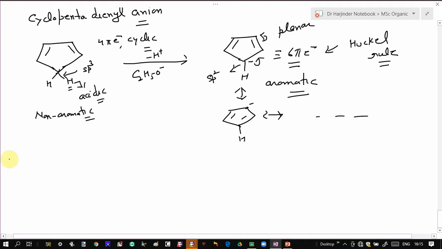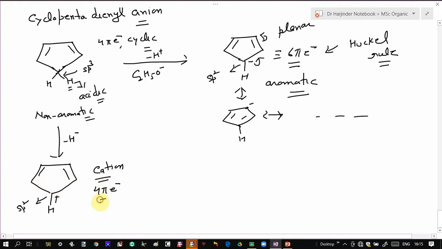Now, what about its cation? Suppose we remove this hydrogen as an H negative ion. In that case, you will get cyclopentadienyl cation. So in that case, the situation will be like this. You will have a positive charge over here. Now this cation, again it has a cyclic structure. This carbon is again sp2 hybridized. So it has a planar structure where delocalization of electrons can take place. But here you have a 4 pi electron system, and a 4 pi electron system means it satisfies the 4n pi electron rule for n is equals to 1.